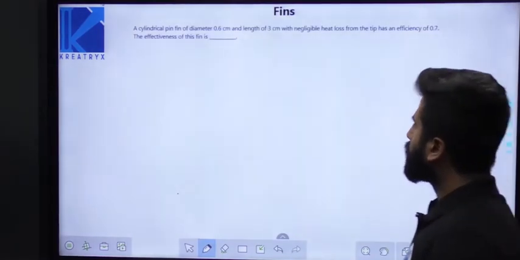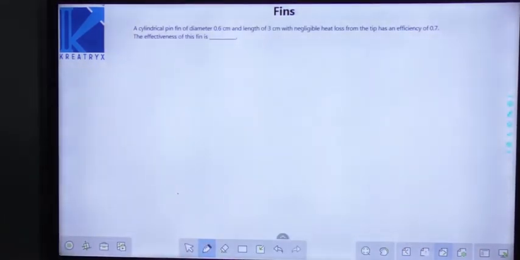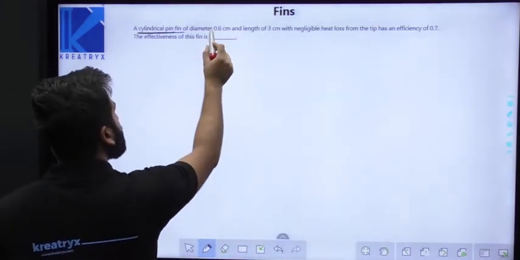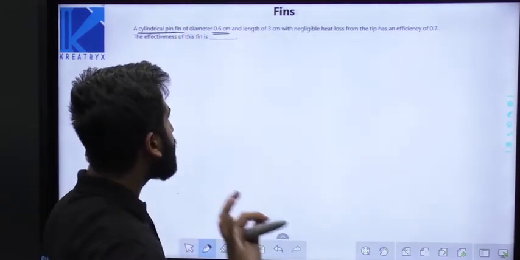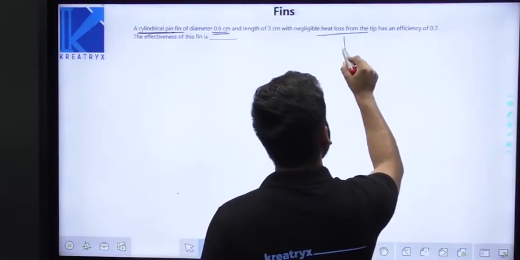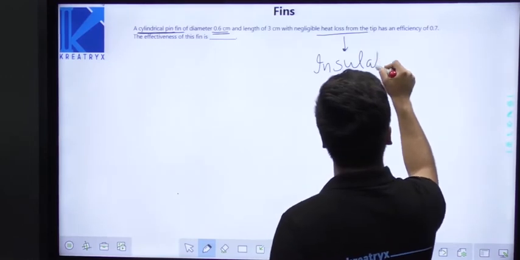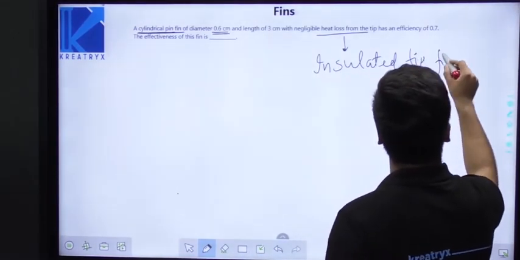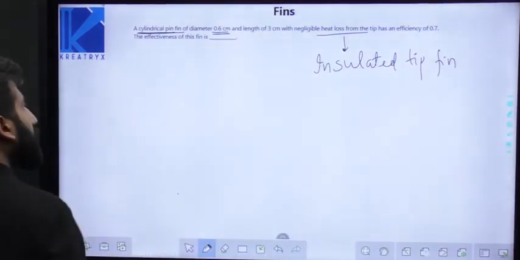Let's move on to the next question. The next question is a cylindrical pin fin of diameter 0.6 centimeter and length 3 centimeter with negligible heat loss from the tip. Great, that means it is a case of an insulated tip fin. It has an efficiency of 0.7 and you have to find the effectiveness of this fin.